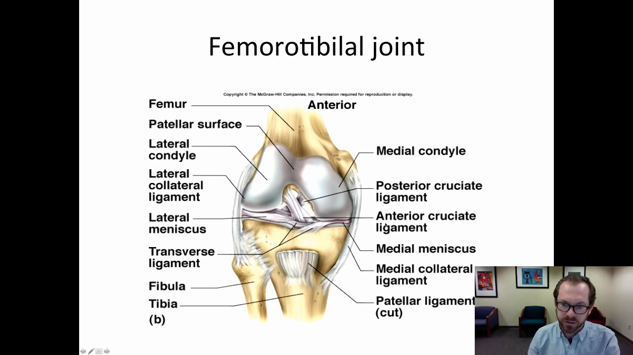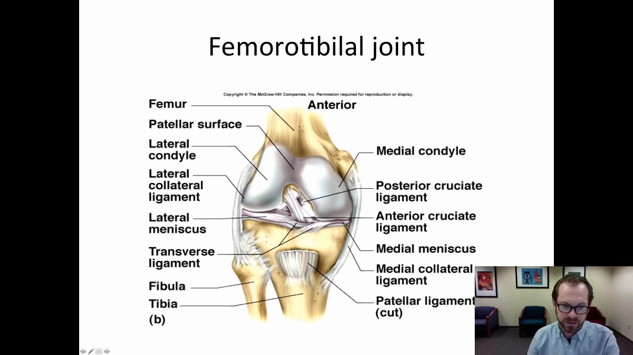So everyone knows about their ACL. It's really called the anterior cruciate ligament, and that's going to be spanning right here. We also have a PCL, or the posterior cruciate ligament, and that's going to be just posterior to that anterior cruciate ligament, and it's going to be crossing it. So they're going to cross like that.